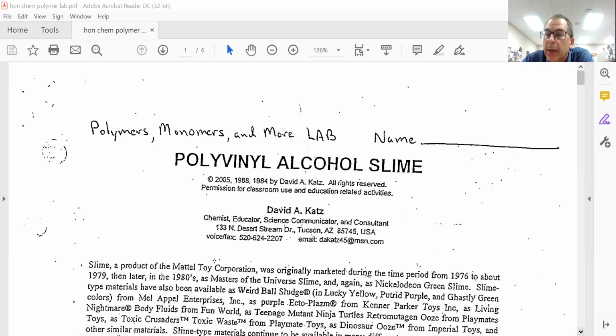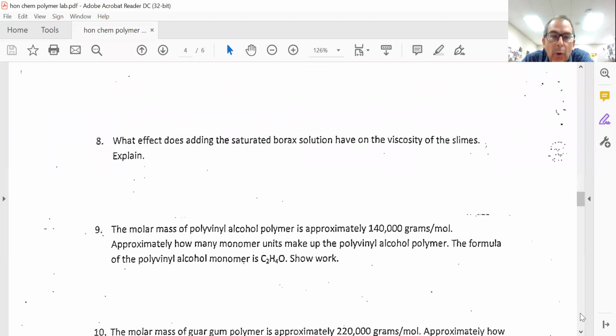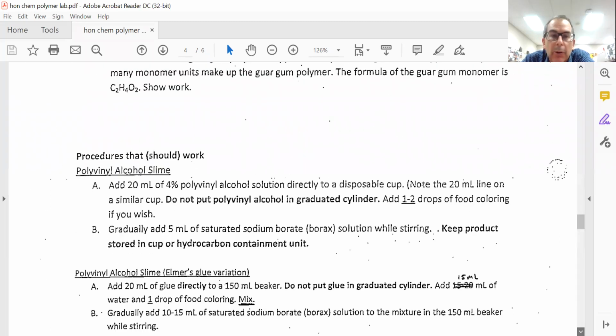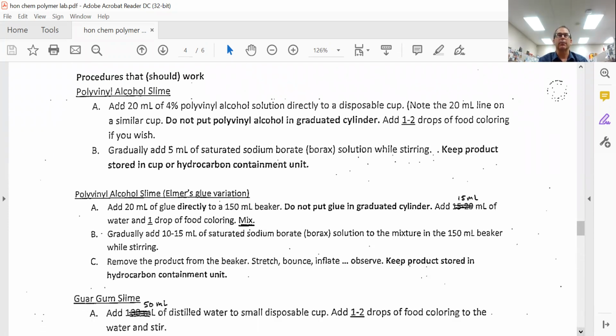And hopefully you're seeing that right up there. So polyvinyl alcohol slime, okay? This polyvinyl alcohol slime is a polymer. I'm going to go to the very last page of this document where we actually made the lab. So if you were here in lab, you did this. If you weren't here, you probably made slime at some point.